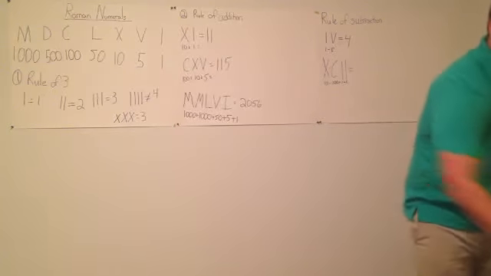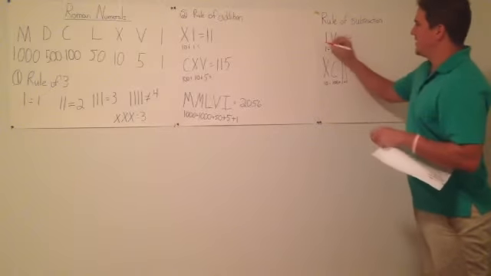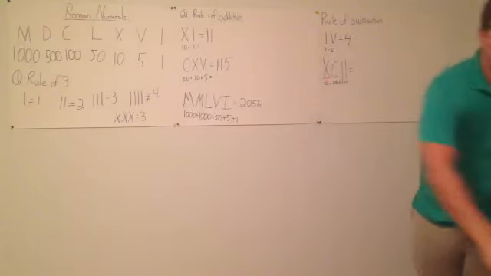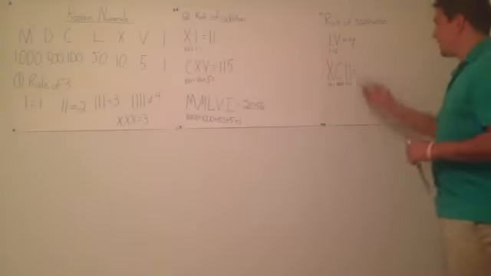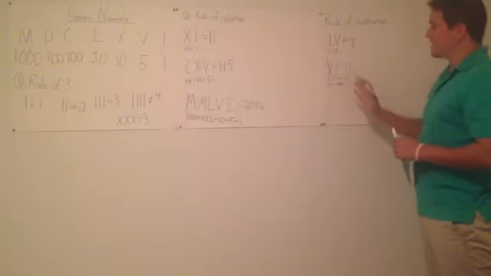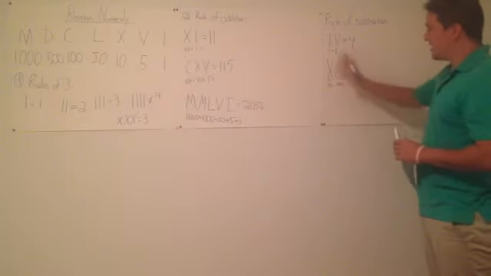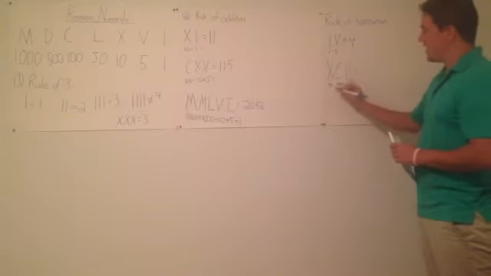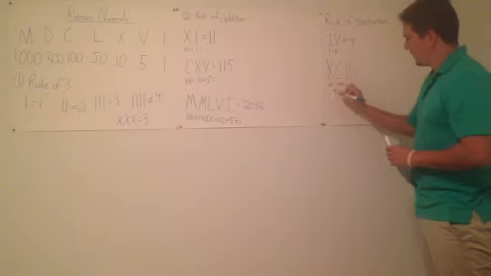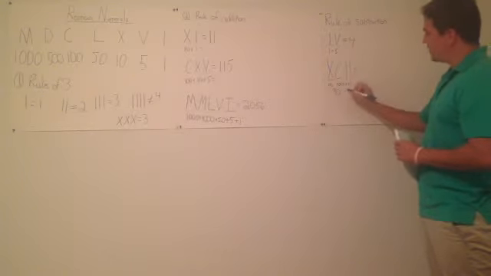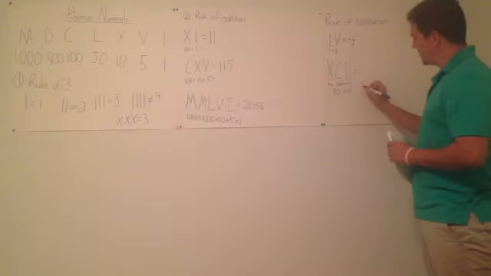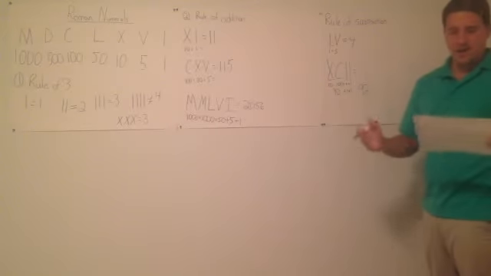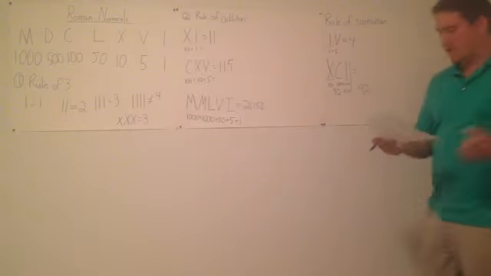I'm just going to underline each time that the smaller number came first. So we have the X, which is 10, and which is a smaller number than the C, which is 100. So that's where we get the 100 minus the 10, which is 90. And then plus the 1 plus the 1, which equals 92.